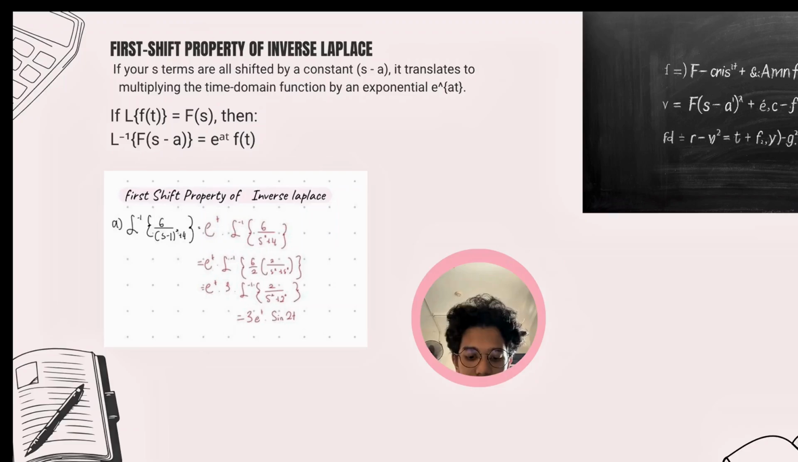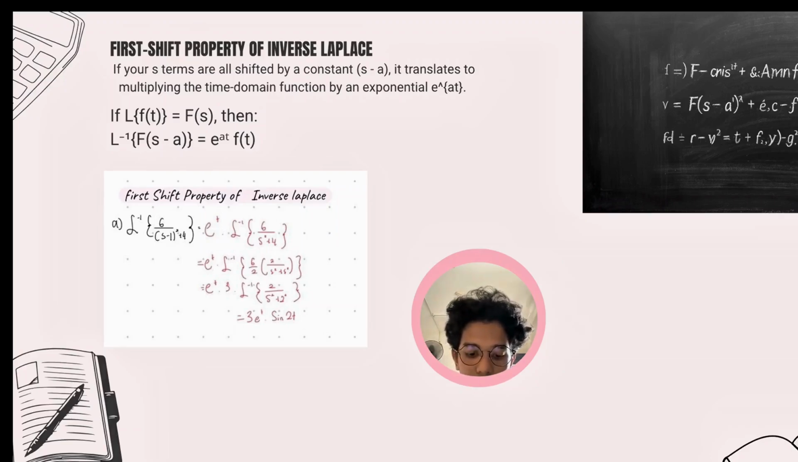First, we identify the shift. The question below has 6 over the bracket s minus 1 squared plus 4. Notice that instead of a clean s² in the denominator, the s is packaged as the bracket s minus 1. This indicates that a frequency shift has occurred. According to the first shift property, a shift of a in the s domain translates to multiplying by the exponential term e^(at) in the time domain.